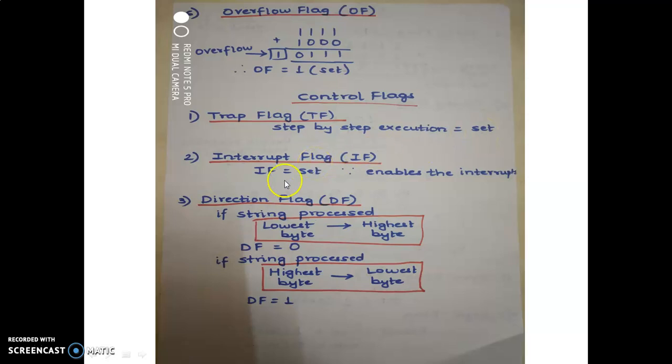Then comes interrupt flag. Now this interrupt flag, there are certain maskable and non-maskable interrupts in the microprocessor. If you want to enable that interrupts, then we have to set it to 1. Else, if we want to disable the interrupts, we have to set it to 0. Then comes direction flag. So basically this direction flag is used for string manipulation. So if we want to process the string from lowest byte to highest byte, then the direction flag should be set to 0. And if you want to process the string from highest byte to lowest byte, then the direction flag should be set to 1.